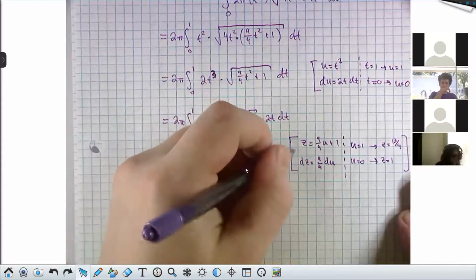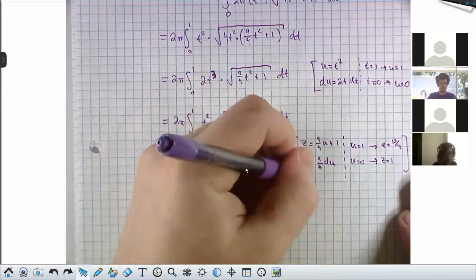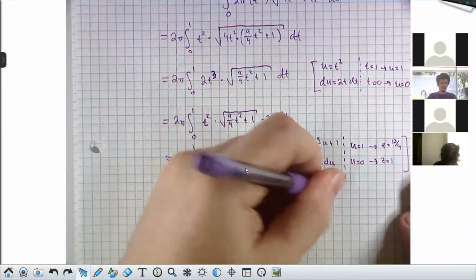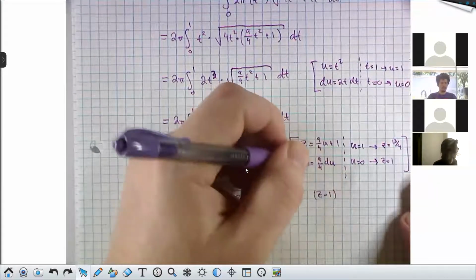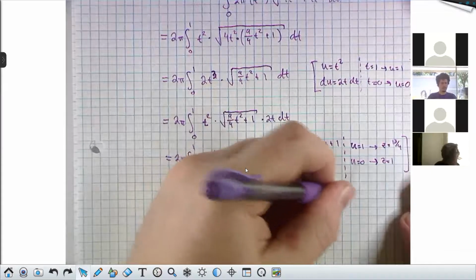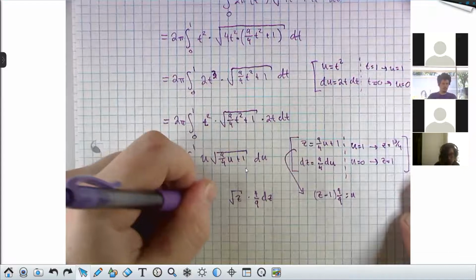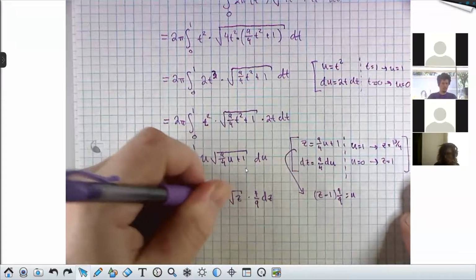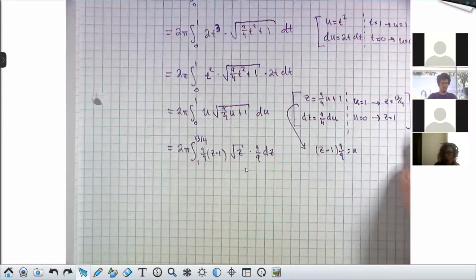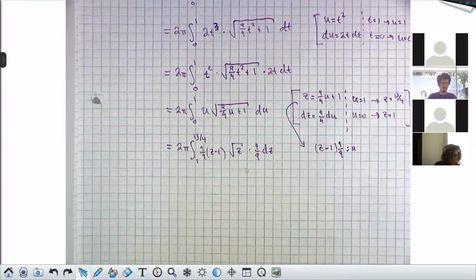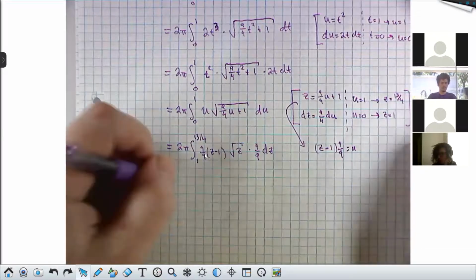And then if I solve my substitution for u, I get z minus 1 times 4/9 is equal to u. So that's what goes here: 4/9 times z minus 1. And this might look like a similarly challenging integral, but it's much easier because now I can write this as z to the 1/2 and distribute everything. I'll have 2 copies of 4/9 coming out, so that's 16/81.